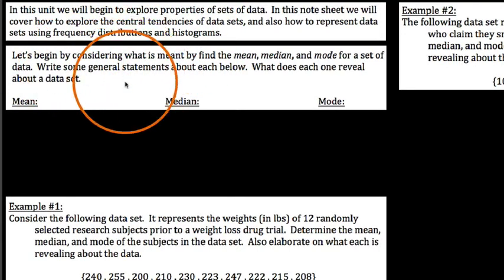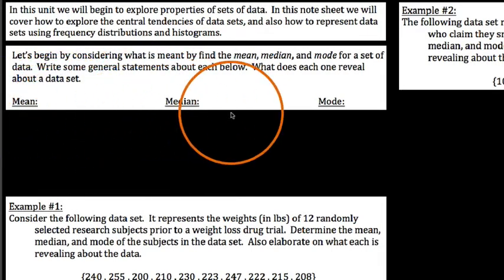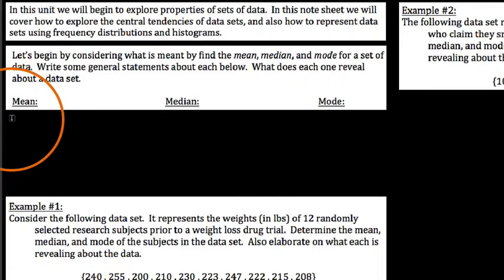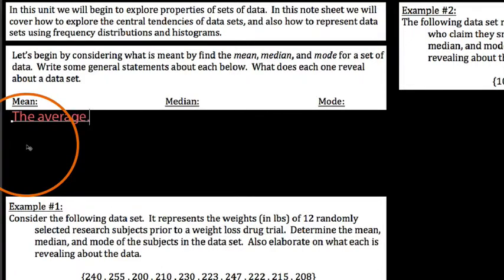So we're going to begin by considering what we mean when we talk about the mean, the median, and the mode for a set of data. So what I want to do here is take a moment to write some general statements about each of these things, but let's consider the mean. Another name for the mean is the average. So we often call this the average.